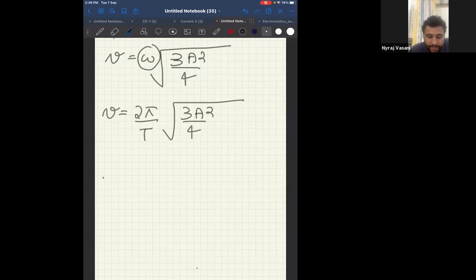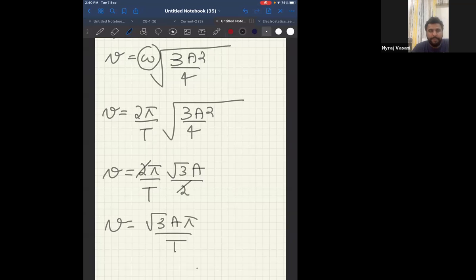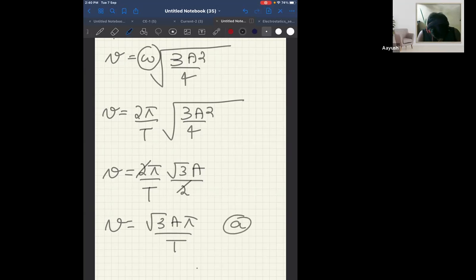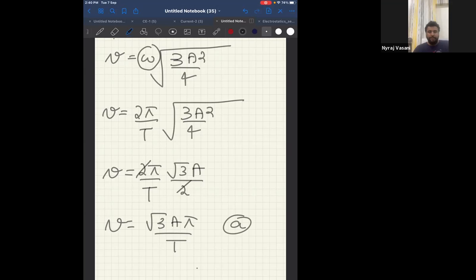Now, v is equal to 2 pi by T. Can I say root 3 will be root 3 itself? Root of a square will be a. And can I say root of 4 will be 2? Therefore, can I say 2 and 2 will cancel? Therefore, velocity is equal to root 3 a pi by T. Now tell me which option matches. Can I say option A matches? Check.